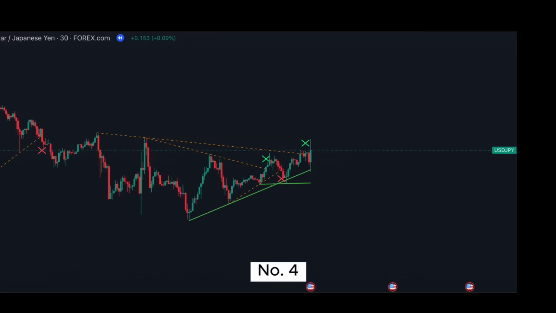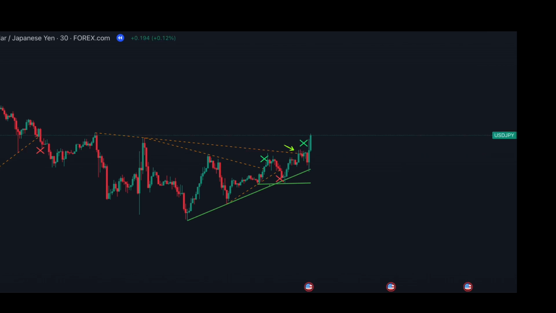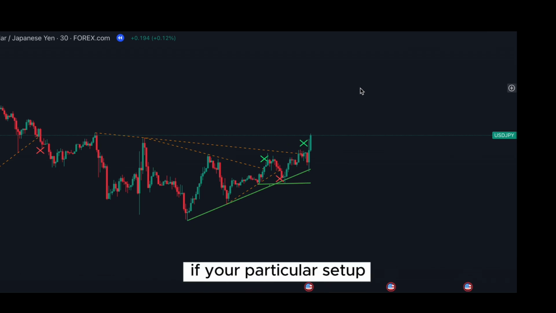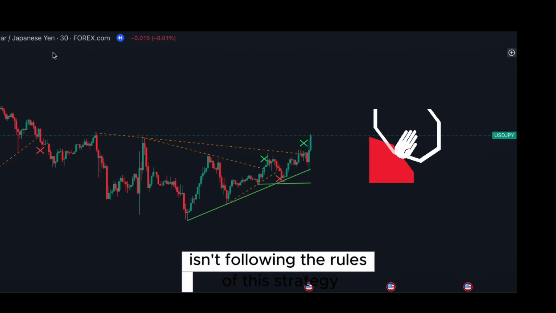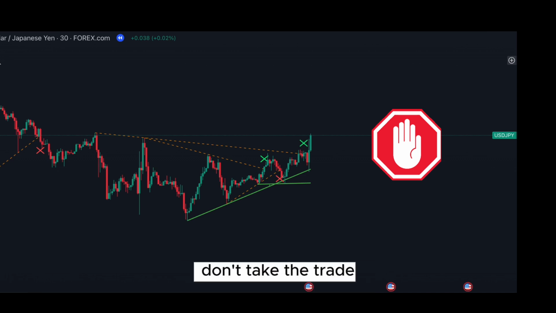Number 4, in order for us to get into this trade, price must close above previous highs. If price doesn't close above previous highs, wait until it does or wait for another setup. If your particular setup isn't following the rules of this strategy, don't take the trade.